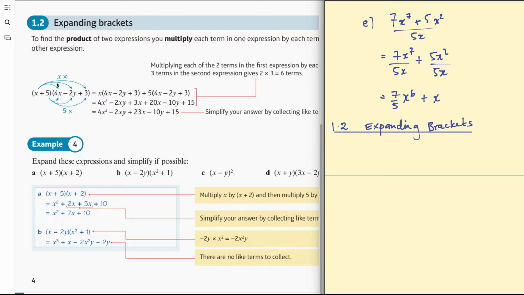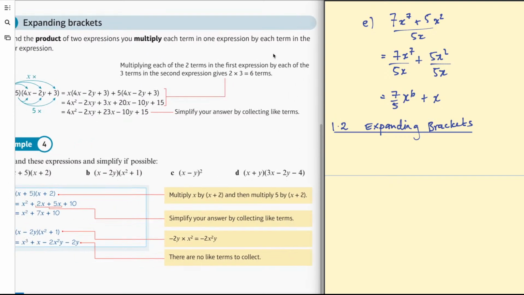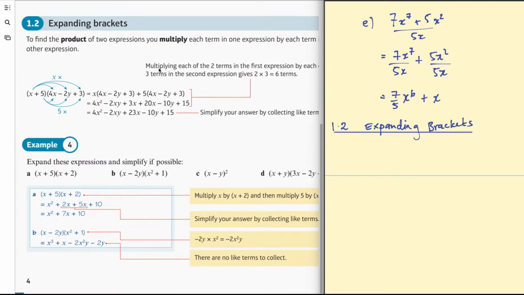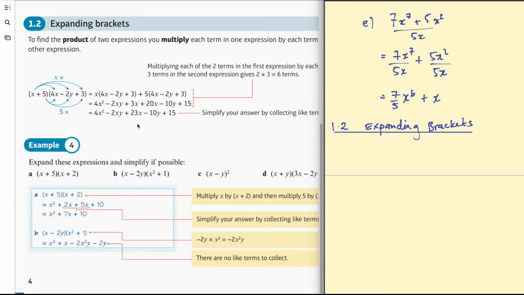And it tells you how to expand brackets. You multiply everything in the first bracket by everything in the second bracket. So to find the product of two expressions, you multiply each term in one expression by each term in the other expression. Again, this is GCSE level stuff. You should have learned how to do this already.